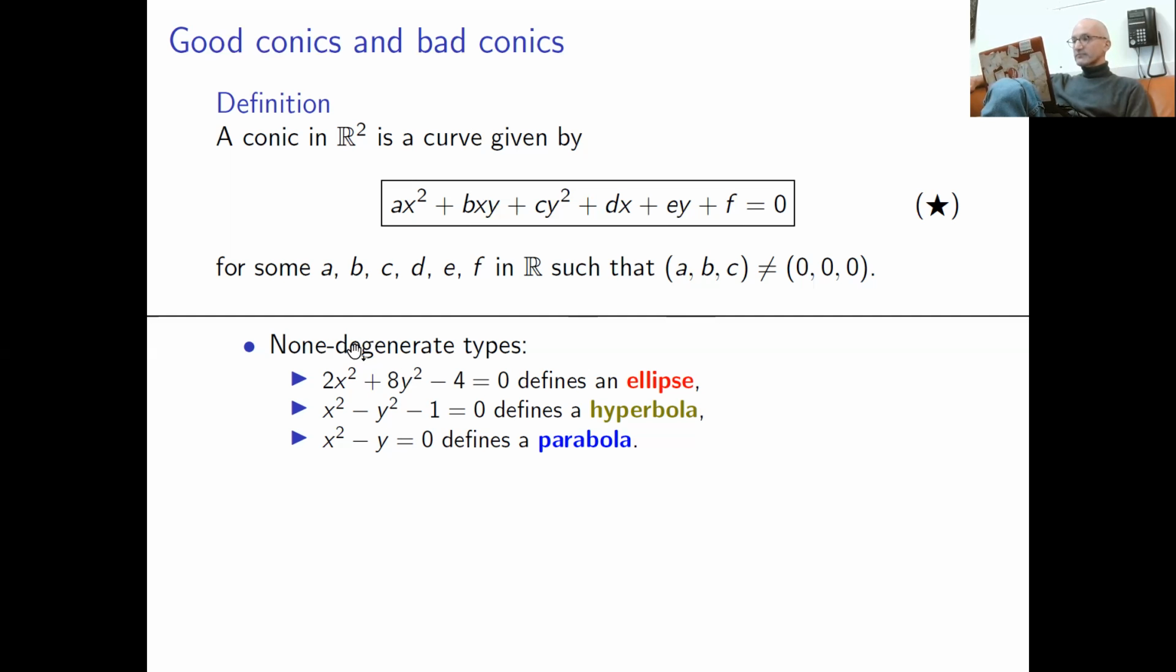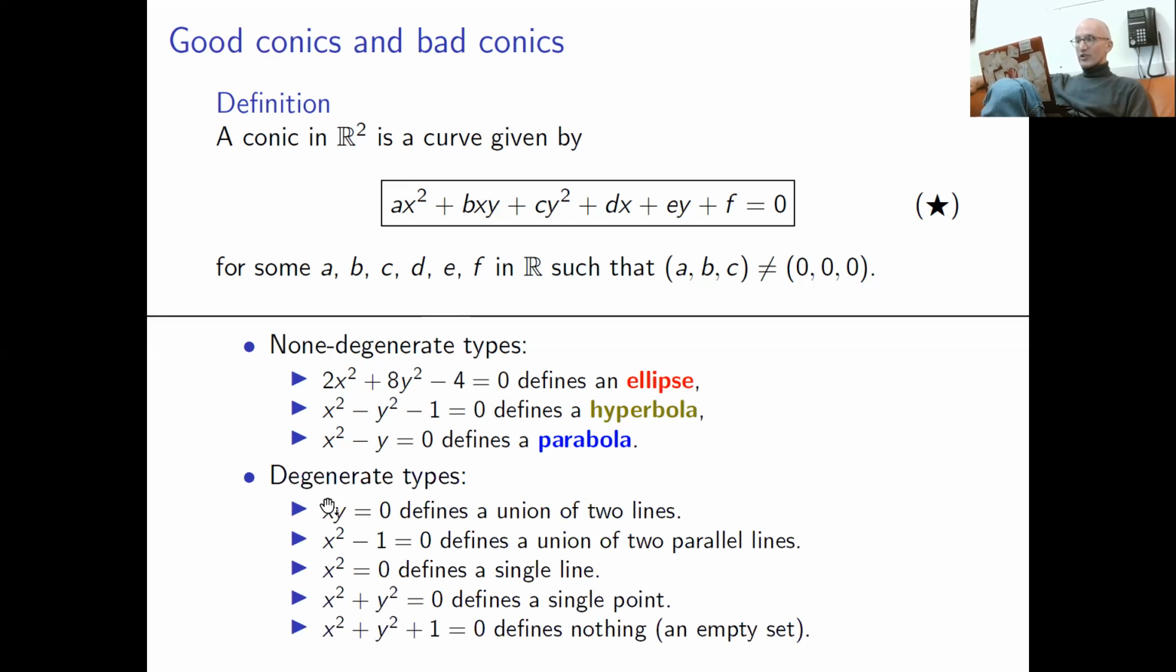Okay, good. We call all such types non-degenerate types. These are good conics. However, there are conics which are not so good. Some of them are bad, some of them are very bad. Let's consider them. For example, you can consider the equation xy equals 0. When x times y is 0, it happens only if either x is 0 or y is 0. So this basically means that this equation defines a union of two lines.